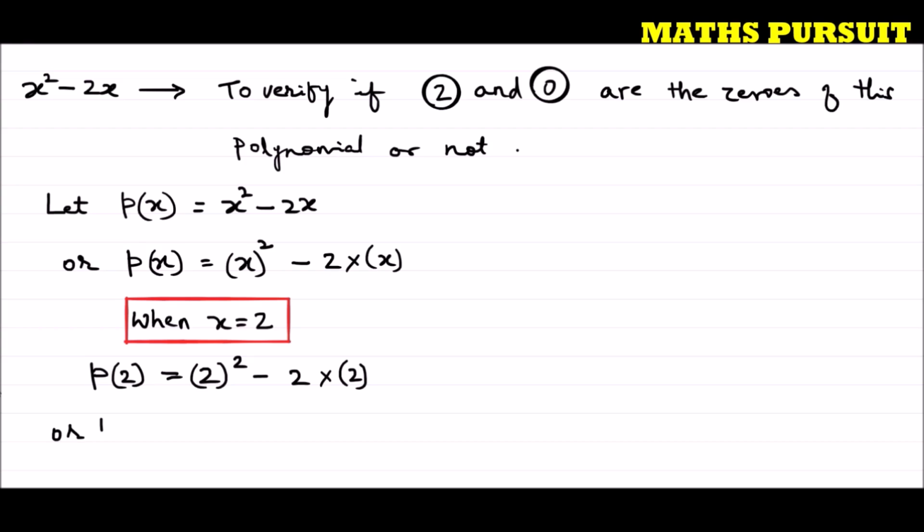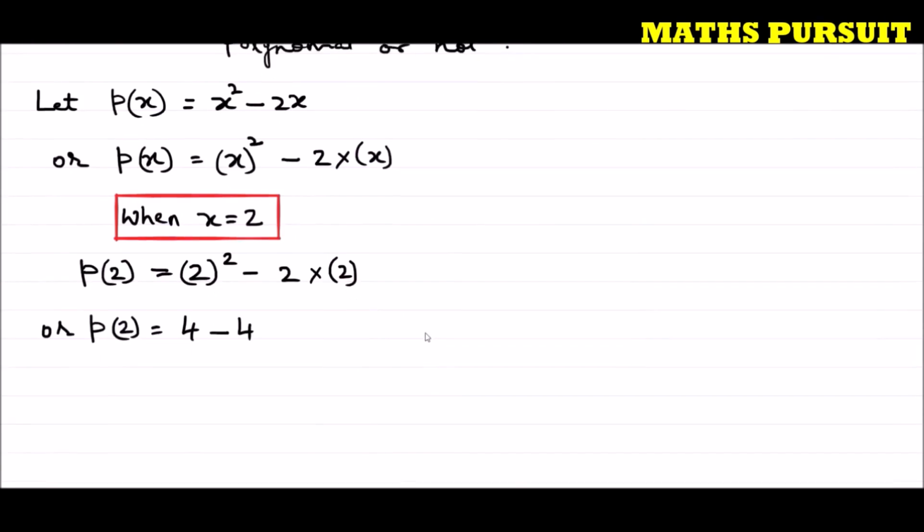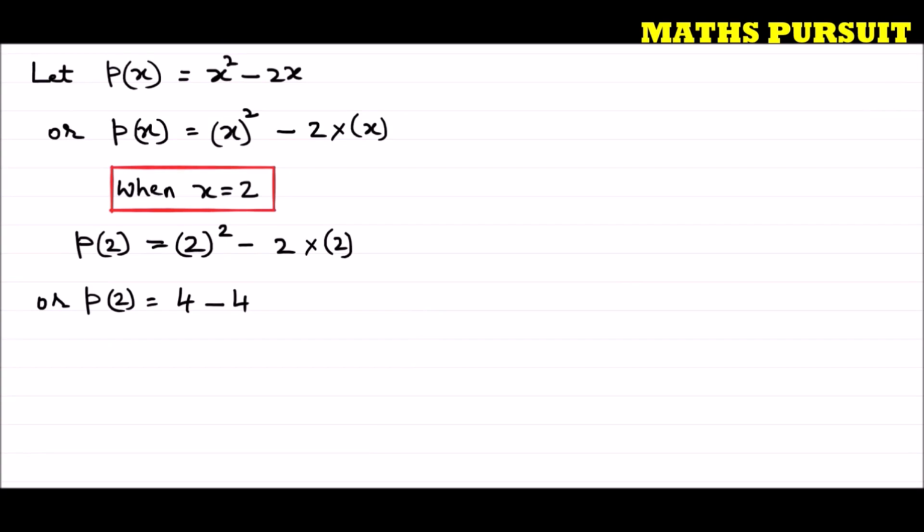Or I can write p(2) is equal to 4 minus 4. So what we are getting? We are getting p(2) is equal to 4 minus 4. Or I can write, in further solving this one, p(2) is equal to 0. Because plus 4 and minus 4 cancels out and we got p(2) is equal to 0. This is what we got.